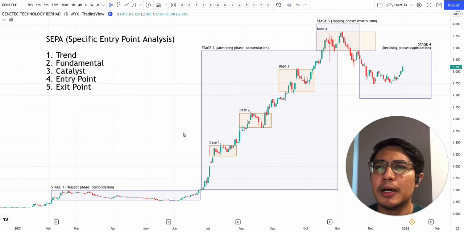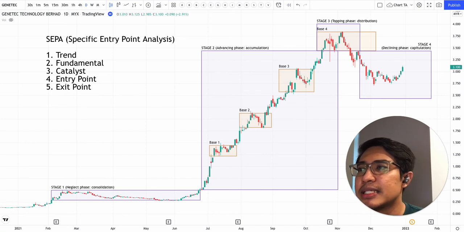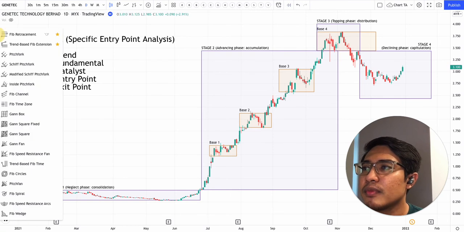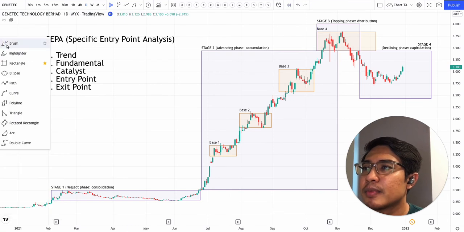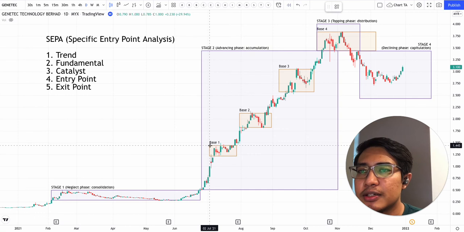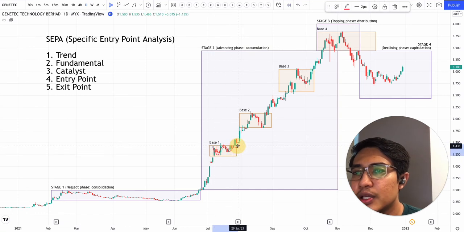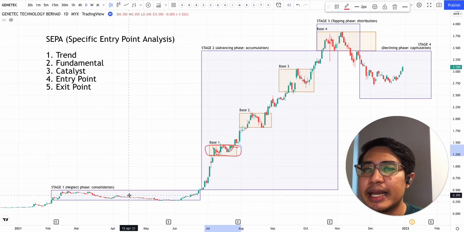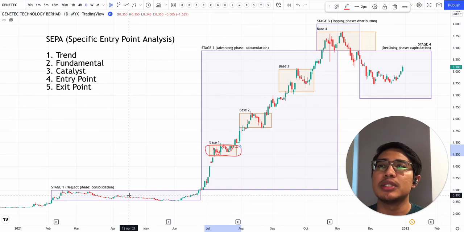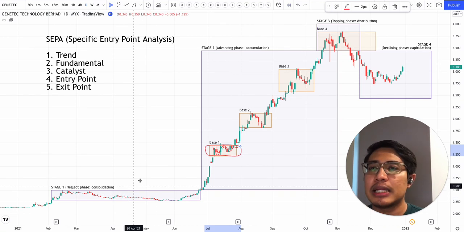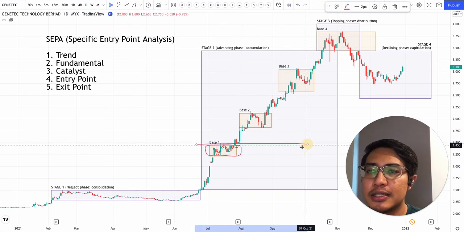So here, for example, we can see a volatility contraction pattern. Yeah, we can see the volatility contraction pattern here, right? So this is a volatility contraction pattern that appears in stage two that also happens to be base one, the base number one. Okay, so according to him, this is a good entry point.